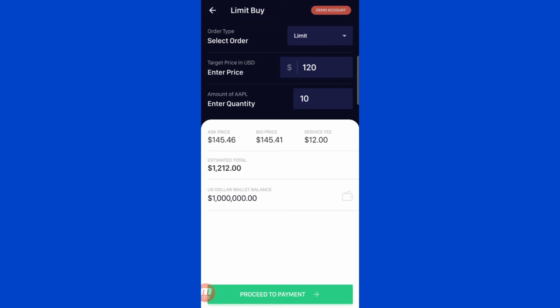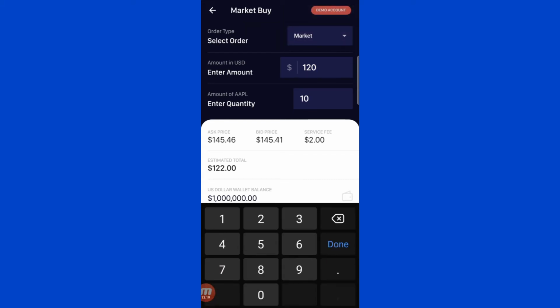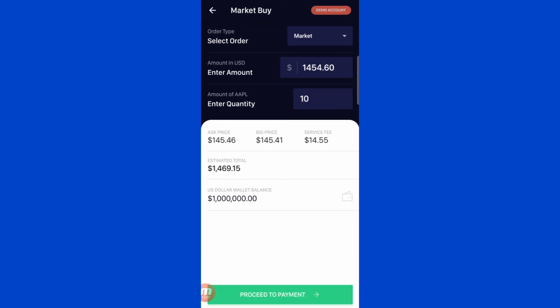For the sake of this video and the fact that this is a demo account, let's just go with the market order. I just had to explain both. So yeah, I'm clicking on 10 shares as we did earlier on, and we are proceeding to make payments.